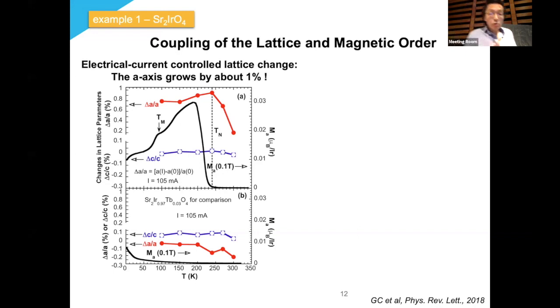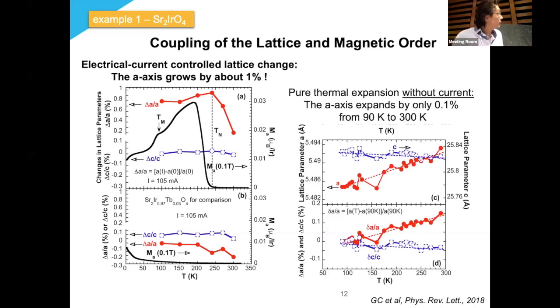But of course, we want to make sure everything is in order. So we also measured the thermal expansion for the same compound, from 90 Kelvin to 300 Kelvin, without current, just to see what the thermal expansion would be if it were self-heating. Here the thermal expansion is at most about 0.1%, compared to about 1%, so 10 times smaller. This gives us more confidence that something is indeed going on in this structure when we apply electric current.